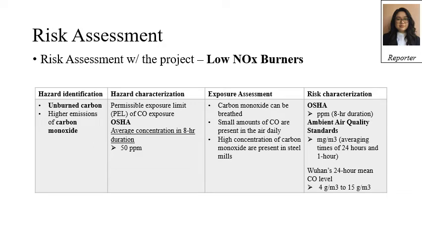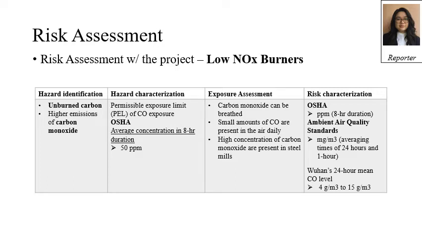What are the ways of exposure to this said hazard? Carbon monoxide can be breathed, and it displaces oxygen in the blood and deprives the organs of their needed oxygen. Small amounts of CO are present in the air daily. However, according to the U.S. Bureau of Labor Statistics, workers in steel mills are exposed to high concentrations of carbon monoxide, and one of the industries in Wuhan is the steel industry.